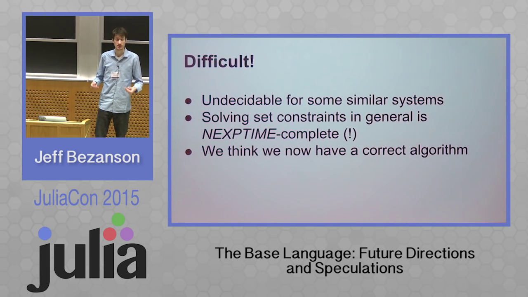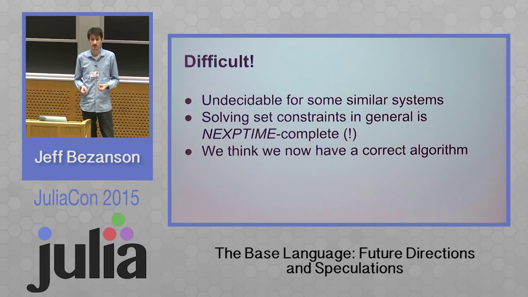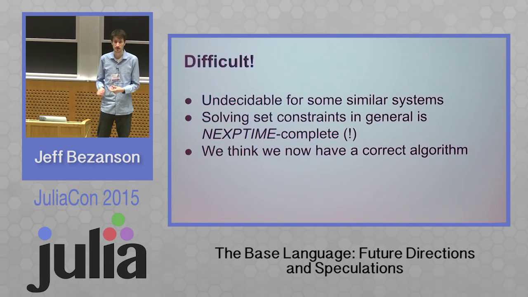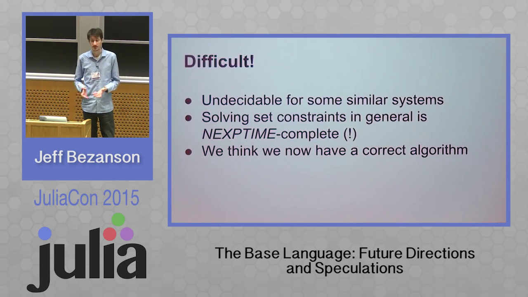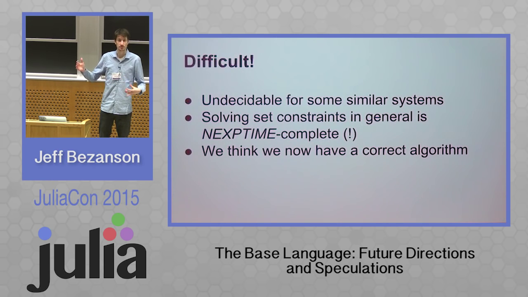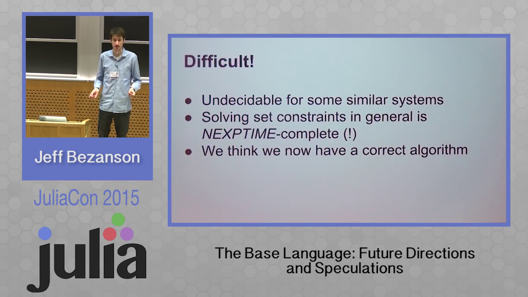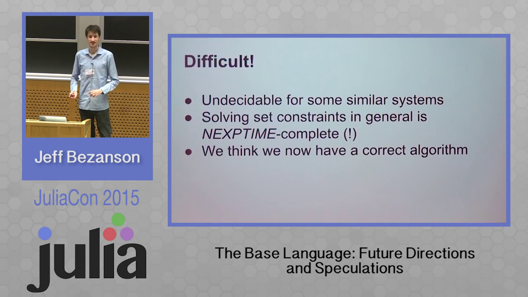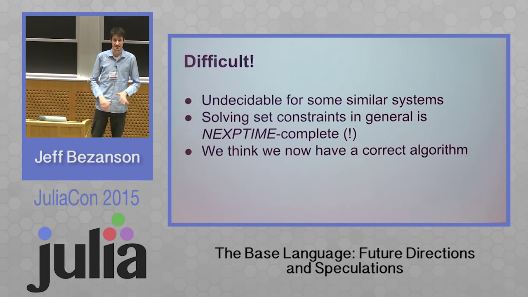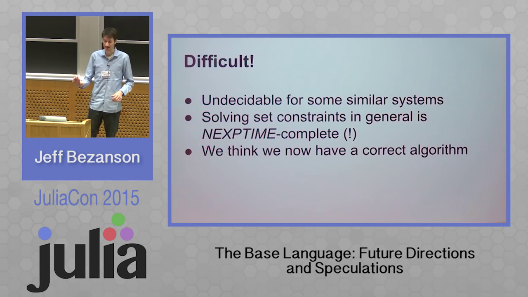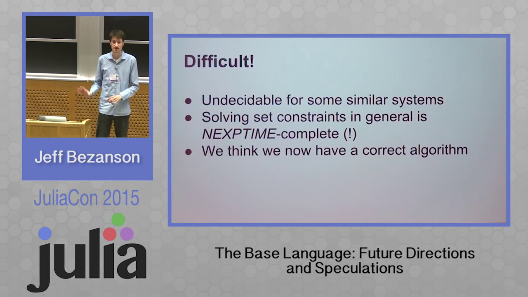And even when decidable, a lot of systems like this are still very, very complex. We're talking about set inclusion and set operations like union. In full generality, when you have equations describing sets, solving them can actually be EXPTIME complete or NEXPTIME complete. If you've heard of NP complete problems, that's nothing compared to this. NP complete is easy compared to this. These are ridiculously complex problems.